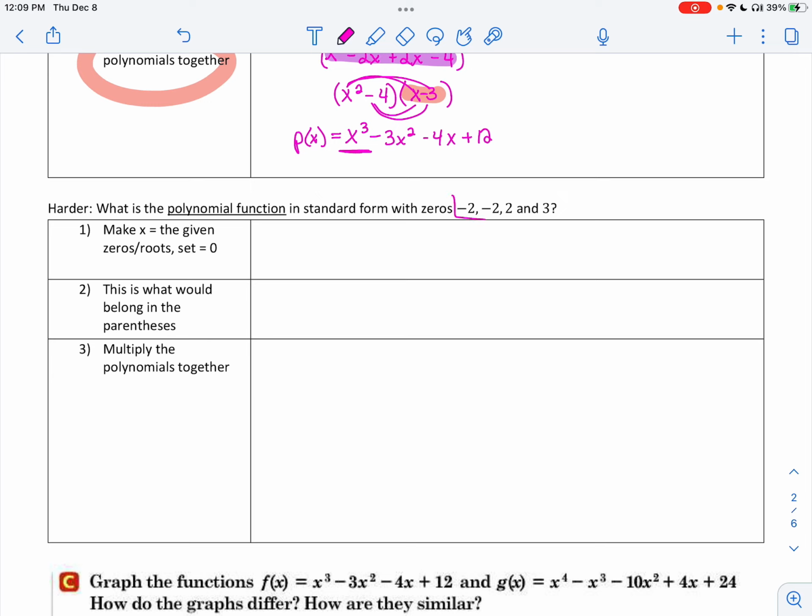Now look, you have 4 zeros. Just so you know, that means x to the 4th power, or quartic. Oh, I just kind of ruined that fun, didn't I? Let's go through our steps.